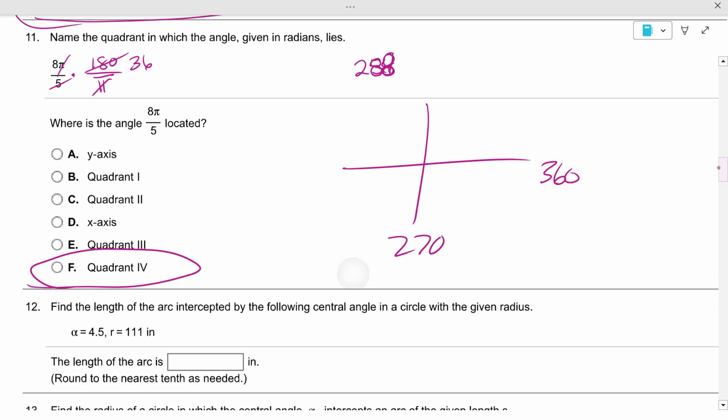I took it times 180 over pi. So the pi's cancel. Oh, yeah. So 8/5 times 180 because the pi's cancel, right? And if you take 8/5 times 180, you should get 288, hopefully.